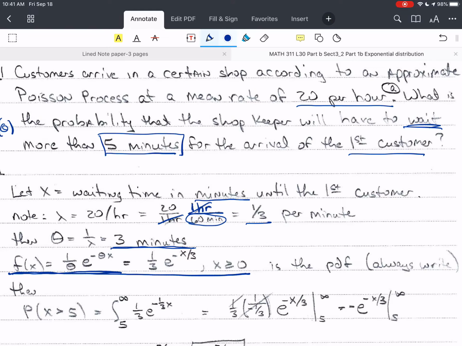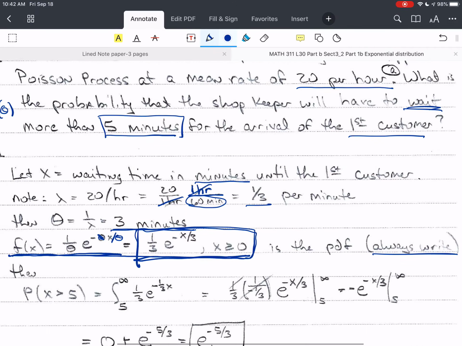So 1 over theta e to the negative theta x over theta. And I wrote this wrong. So this is x over theta. Okay. And so this is 1 over 3, because theta is 3, e to the negative x over 3. Okay. So this is what I'm looking for when I ask for the PDF. The values actually put in. If there's anything that can be reduced, like if it's subtracting or doing something with numbers, then do that. Okay? So always write the PDF.